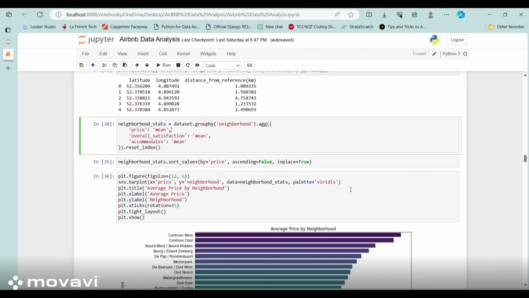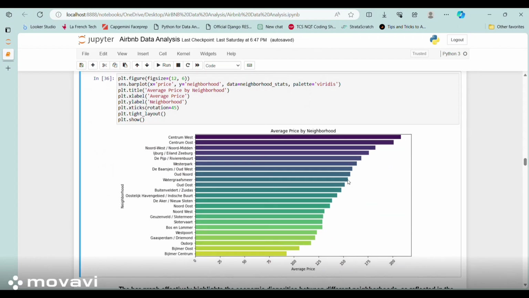In this bar plot, we have each neighborhood along the y-axis and average price on the x-axis. The varying bar lengths represent average price in each neighborhood. What's striking here is the diversity in pricing. Some neighborhoods have notably higher average prices while others are more budget friendly. For guests, understanding these price variations is crucial for making decisions. It can influence the budget and overall experience during their stay.